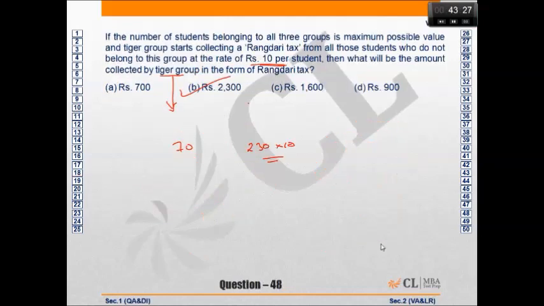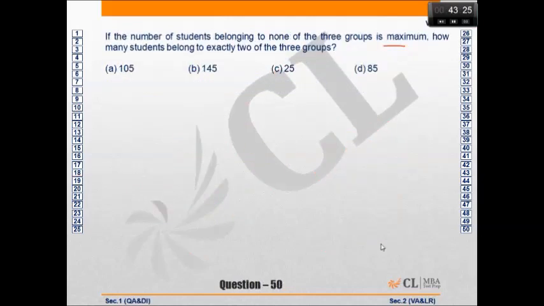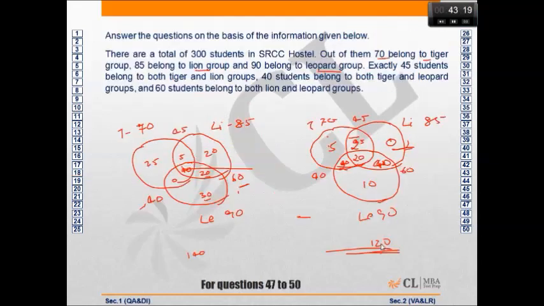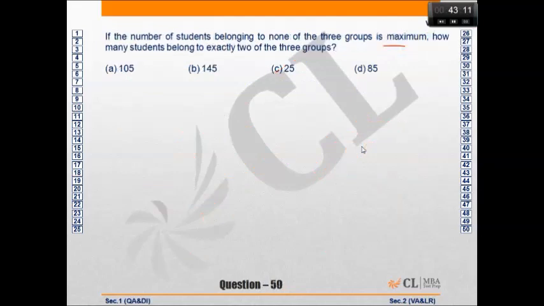And so what are we supposed to find? How many students belong to two of the three groups? Two of the three groups will be again out here 20, 40, 60 and 20, 85. Okay, great. So one set done.